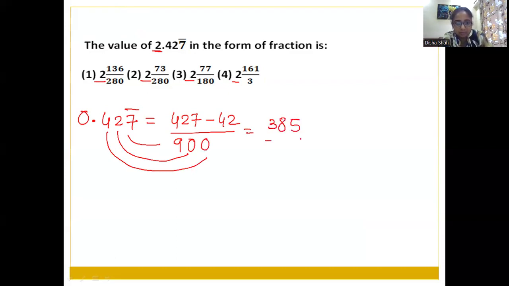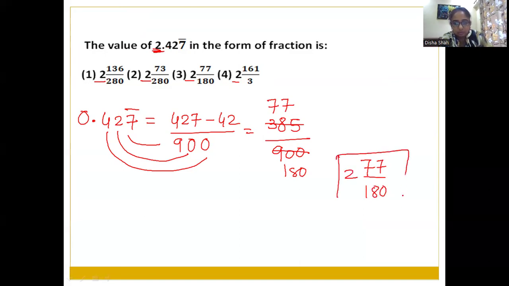So it is 385 by 900. Dividing by 5, we get 180. Dividing by 5, we get 77. So the answer is 77 by 180. And now we have to attach the 2 in front. So it is 277 by 180. Option third is the correct answer.